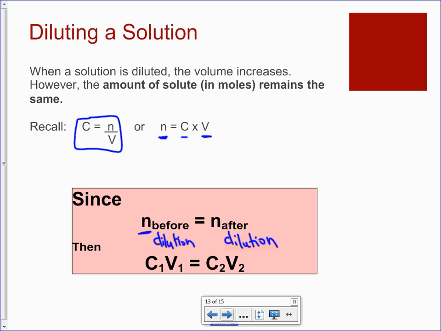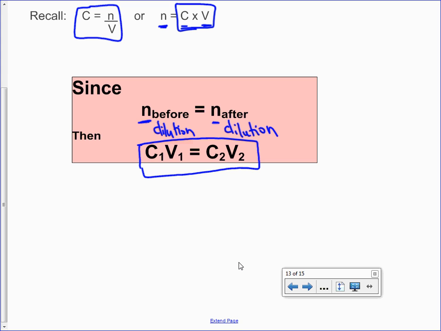Now, if we take our number of moles and we sub in for it the concentration times volume into our equation, what we end up getting is a new formula that we can use, which basically tells us that the concentration of our solution times the volume of our solution before dilution, so before we add in more solvent, is equal to the concentration times the volume after dilution.